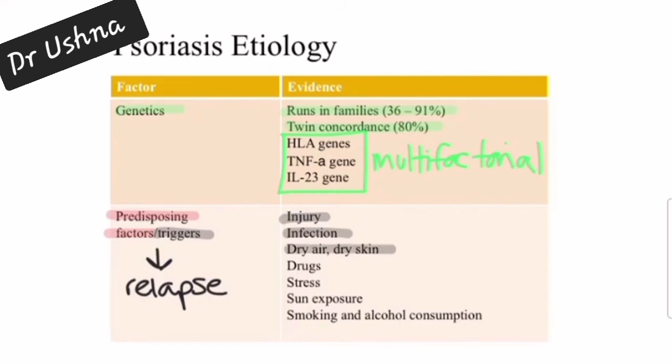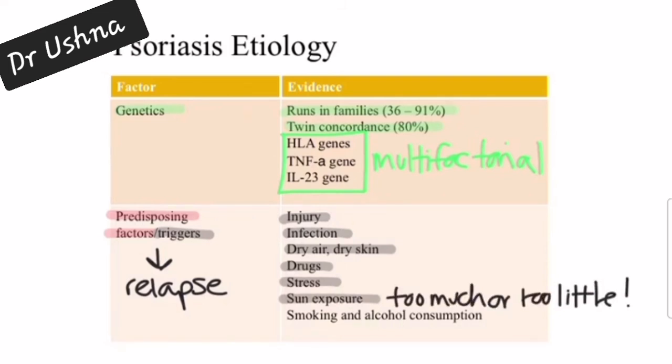The use of certain drugs can trigger psoriasis, including antimalarials, beta blockers, lithium, or NSAIDs. Stress can certainly trigger a relapse. Sun exposure is interesting, where actually too little sun exposure can be detrimental, as well as too much sun exposure. So there appears to be a sweet spot where exposure to UV light, and most likely due to the conversion of vitamin D, is beneficial, but too much or too little can trigger a relapse. Finally, smoking and drinking alcohol can predispose or trigger a relapse of psoriasis.